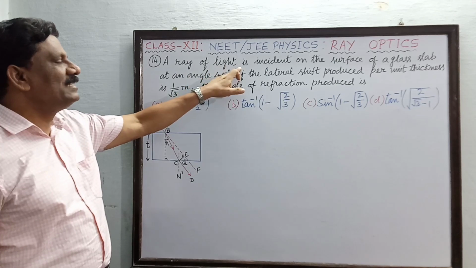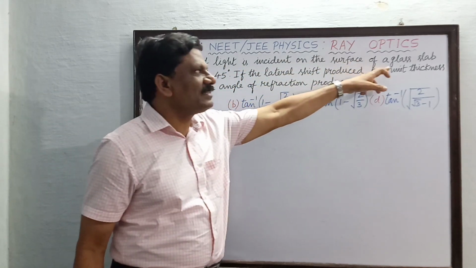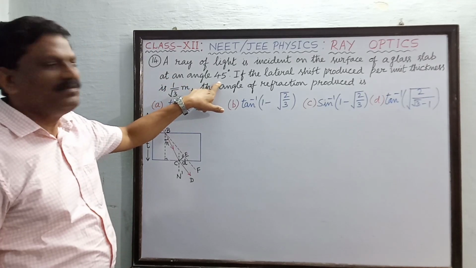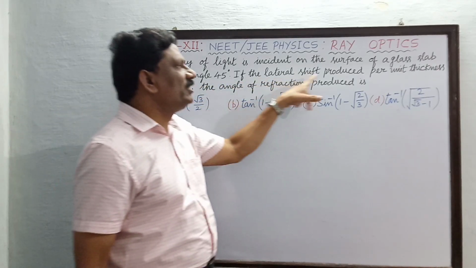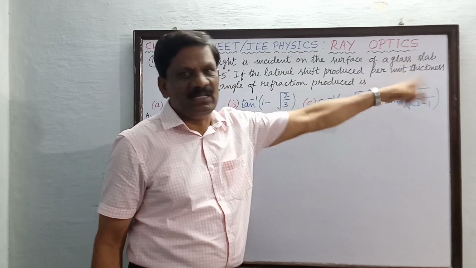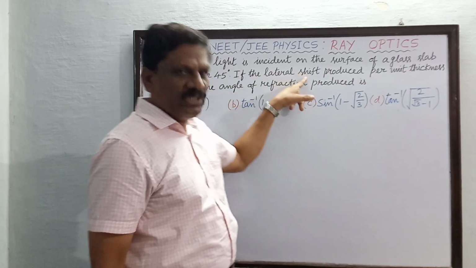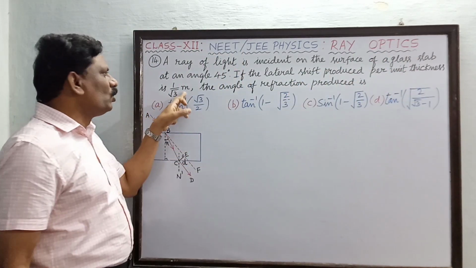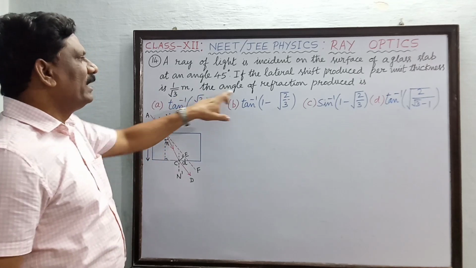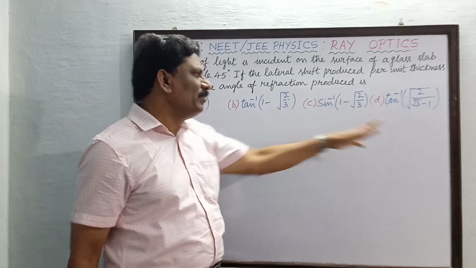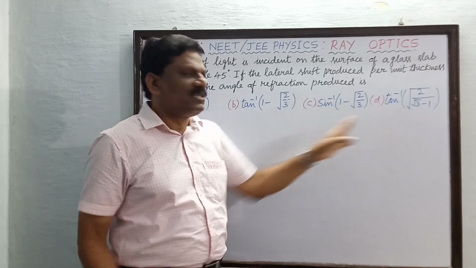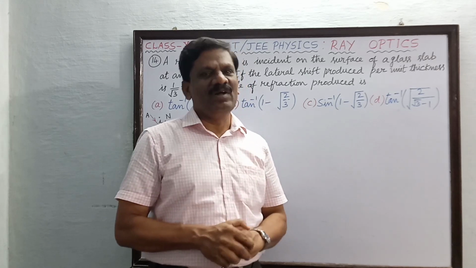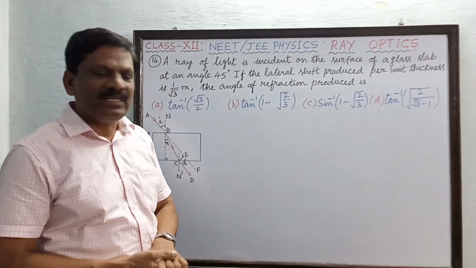A ray of light is incident on the surface of a glass slab at an angle of 45 degrees. If the lateral shift produced per unit thickness is 1 by root 3 meter, the angle of refraction produced will be given by one of these four expressions. So it's a very interesting problem. You should taste the problem by doing it, by enjoying it.